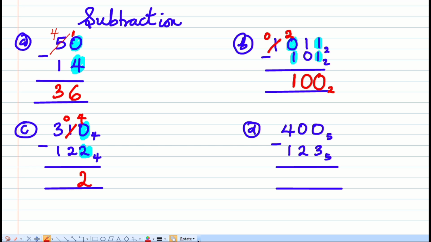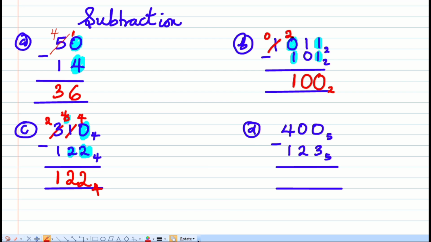So 4 minus 2 is 2. Now for the next column, what we have left here is 0, and we cannot subtract 2 from 0, so we have to borrow again. It's going to look a bit stuffy, but just so you understand, this one now is remaining 2. Again, what we borrow is no longer 1, but 4. So 4 minus 2 there again is still 2. Now 2 minus 1, for the last column, is 1. So our answer is 122. Sorry, that should be base 4. Our answer is 122 in base 4.